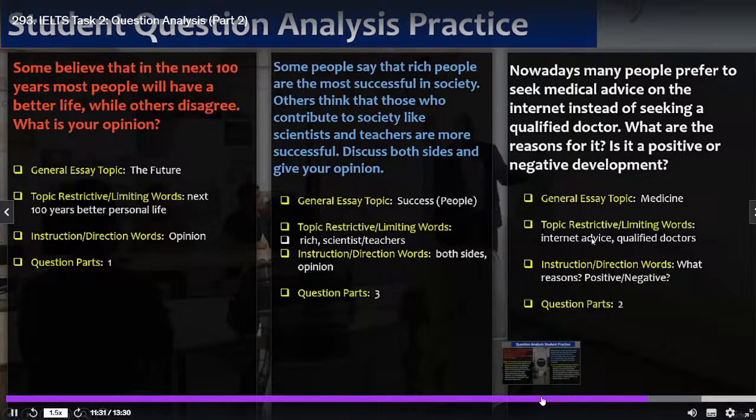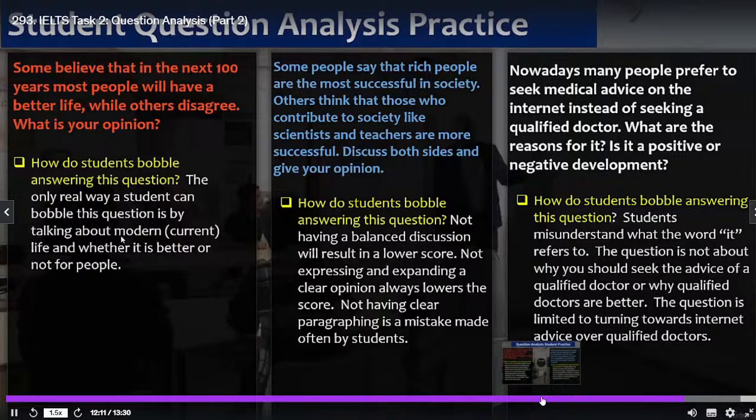Now, how do students mess up or bobble this question? For the first one, the only real way you can bobble this question is by talking about maybe modern life and people liking modern life, or talking about the past, or comparing the future and the past. Your job is to put yourself in the future. Put yourself in the future and talk about whether or not people are going to have a better life.